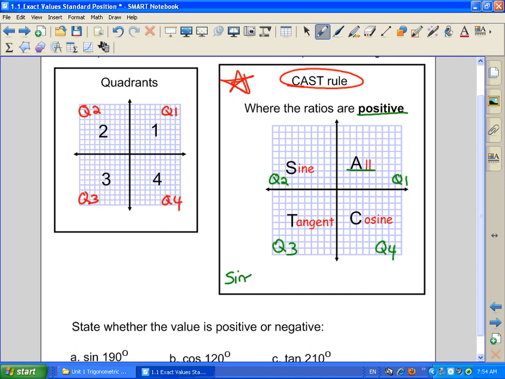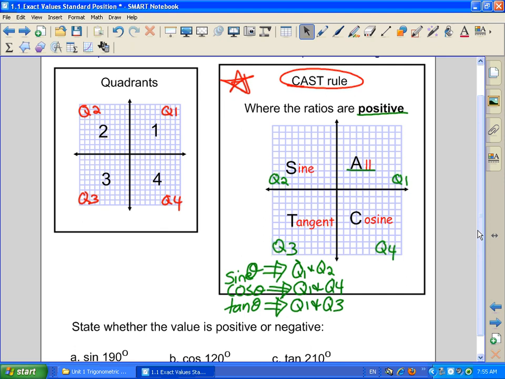So for example, sine theta would be positive in quadrants 1 and 2. The cos theta, or cosine of an angle, is going to be positive in Q1 and Q4, whereas the tangent of any angle in the quadrant system is going to be positive in Q1 and Q3. So sometimes that leads to multiple answers, because it can be positive in more than one quadrant.